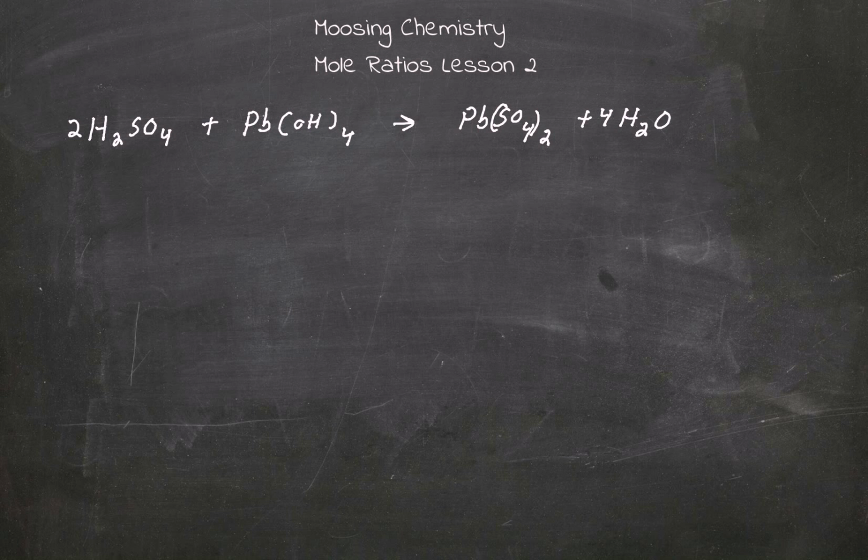This lesson's on mole ratios. Okay, we'll take this balanced equation. It looks like sulfuric acid plus lead hydroxide yields lead sulfate plus water. Okay, please notice that there are coefficients of 2 here. There's nothing here, but that's considered to be a 1. There's also nothing there, so that's considered to be a 1, and here's the coefficient of 4.